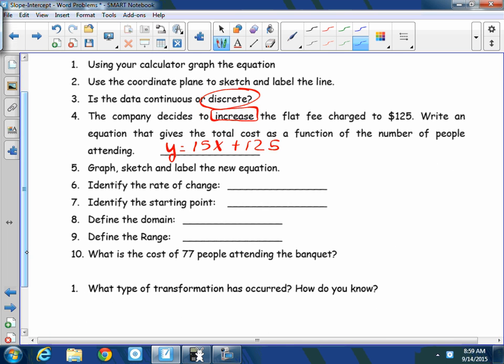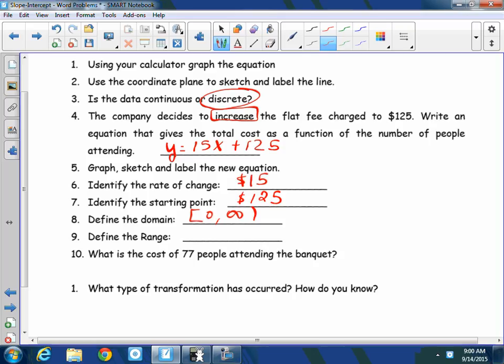All right. Identify the rate of change. What is my rate of change in that new one? It's still 15. That hasn't changed. But what would be my starting point or my y-intercept? 125. Okay, has the domain changed? Yes. Domain from what to what? From 0 to infinity. Remember, domain is the number of people attending. The range is how much it's costing. So has that changed?